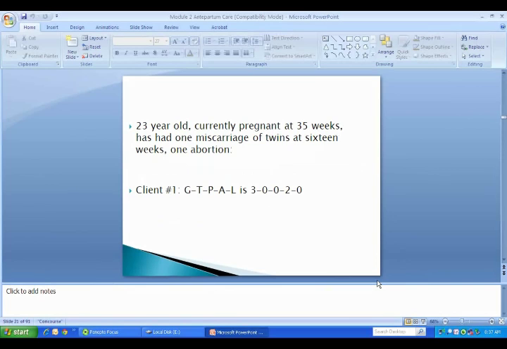So let's look at some examples. A 23-year-old currently pregnant at 35 weeks has had one miscarriage of twins at 16 weeks and one abortion. So she's presently pregnant. She was pregnant with a miscarriage of twins and one abortion. So she's been pregnant 3 times. So that's gravida 3. None of them went past 20 weeks, so term and preterm would be 0. She had that miscarriage of twins, but it counts as one experience. And then she had the abortion. Those are 2 events before 20 weeks. So A is 2, and none of them are living. So her GTPAL is 3-0-0-2-0.